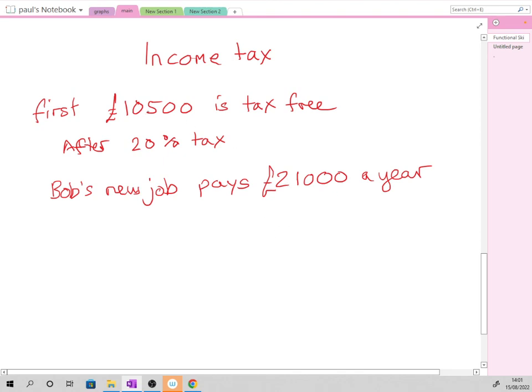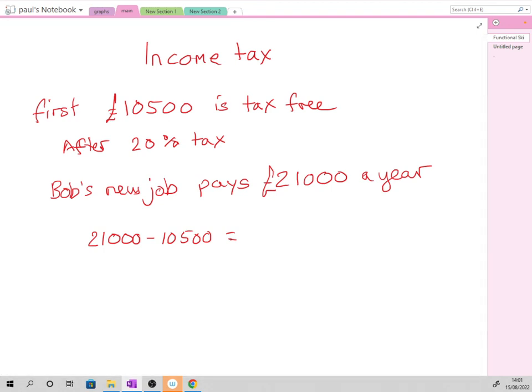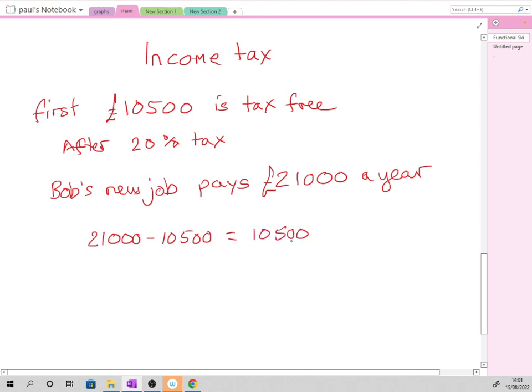Well, we know that the first chunk is tax free, so let's take that away. So £21,000, take away the 10,500. I don't believe it. It's exactly half, isn't it? Yeah. It equals 10,500. So he gets 10,500 free, and the second 10,500 he pays tax. So this is a taxable amount.